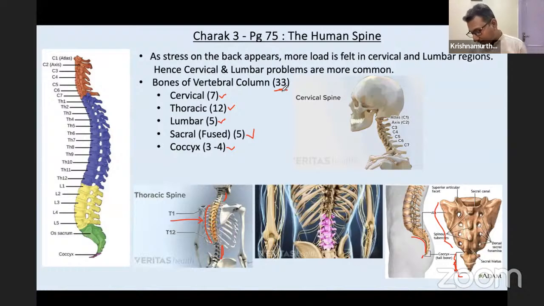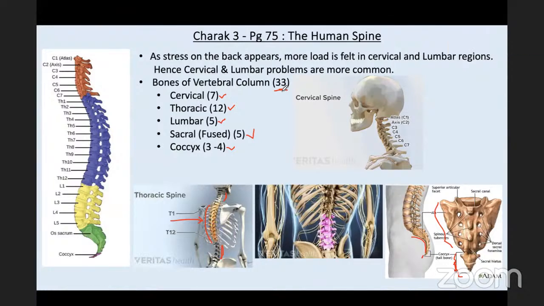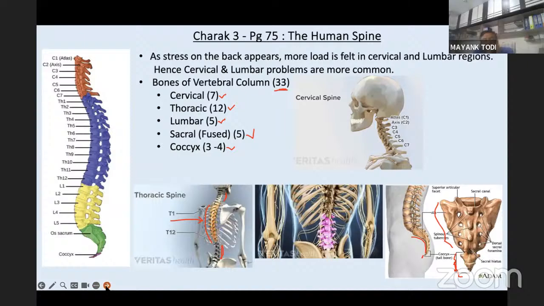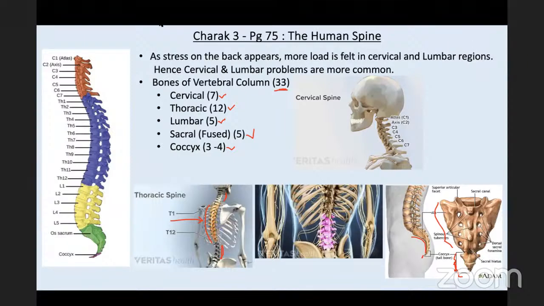How do you remember it? How many teeth do you have? 32. So one more than that. If you remember how many teeth you have, just add 1 to it. That many vertebrae we have. So in a viva, if somebody asks, you should not get confused. Is this part clear? Yes, sir.